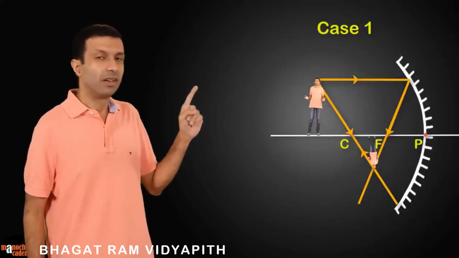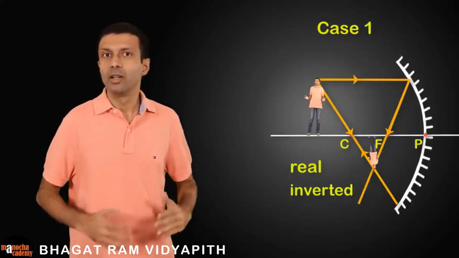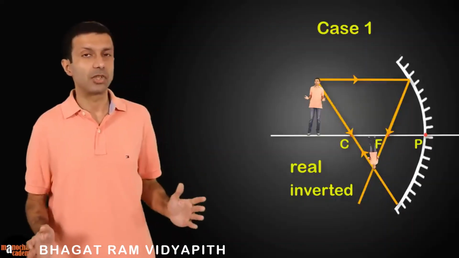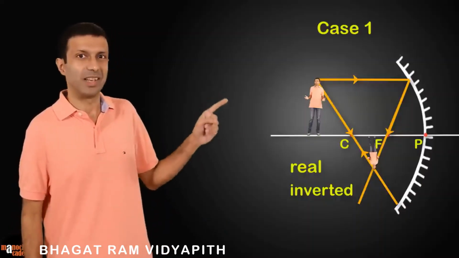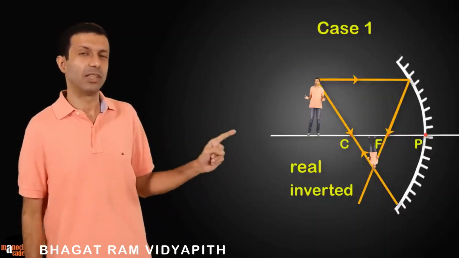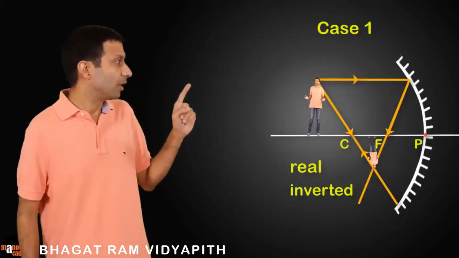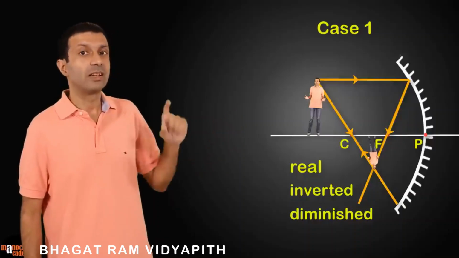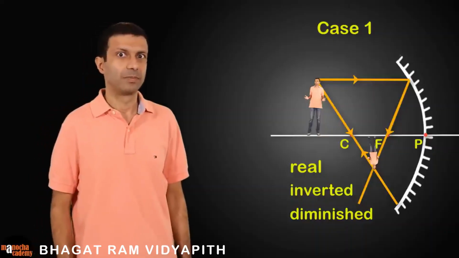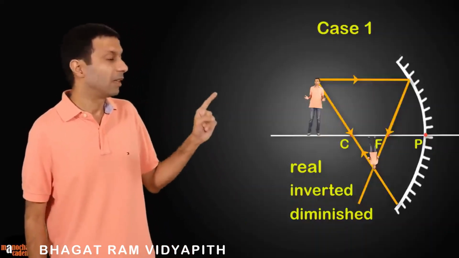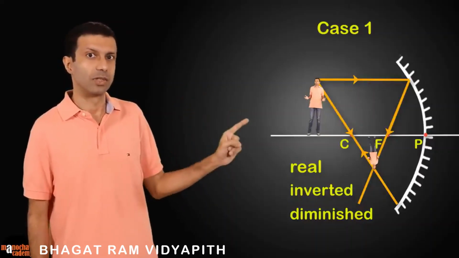As you can see here, the image is real and inverted. It's real because it's formed by the real intersection of light rays. And it's upside down, so it's an inverted image. As you can see, the image is diminished because it's smaller than the size of the object. And the position of the image is located between the center of curvature and the focus.